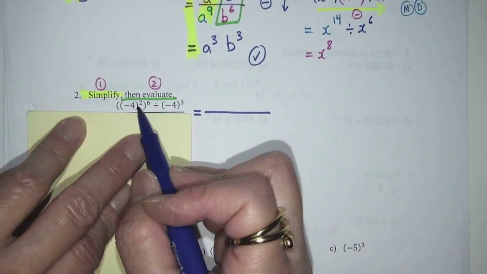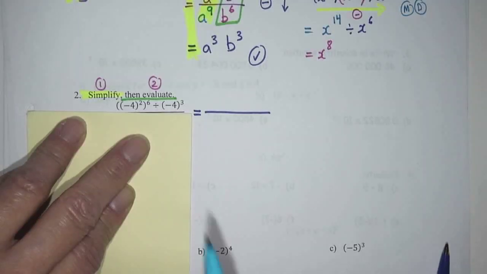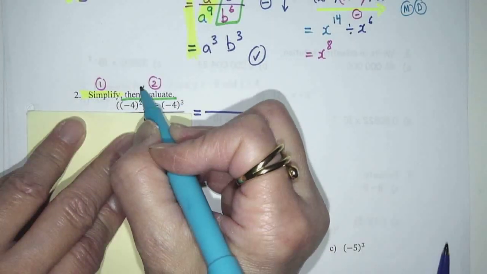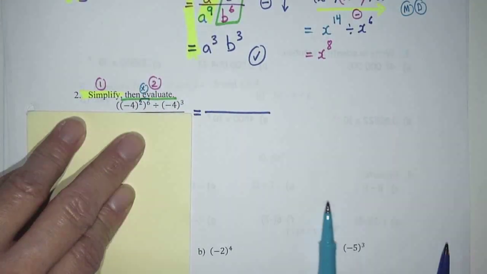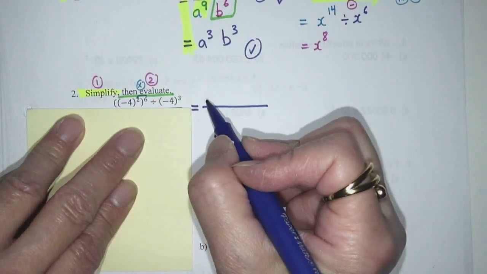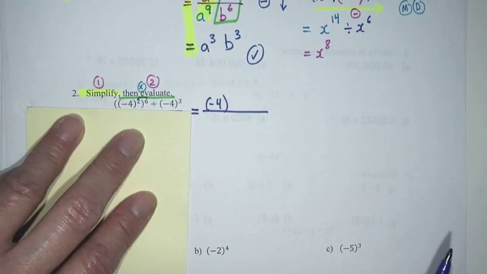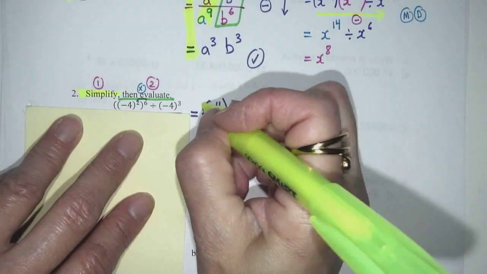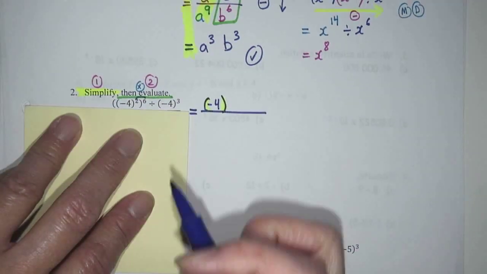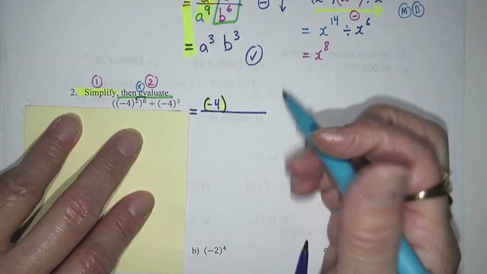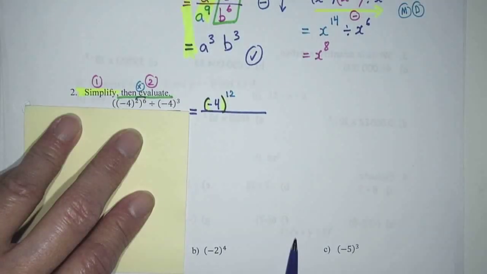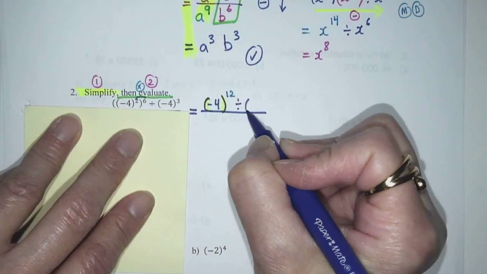So this here, I've got power to a power rule first. I'm going to do this part here, which is multiplication. So I'm going to grab the base. What's the base? The base is the -4 with the bracket. So grab that whole base with the bracket, and 2 times 6 gets me 12. And I'm writing the rest of it exactly as it is.